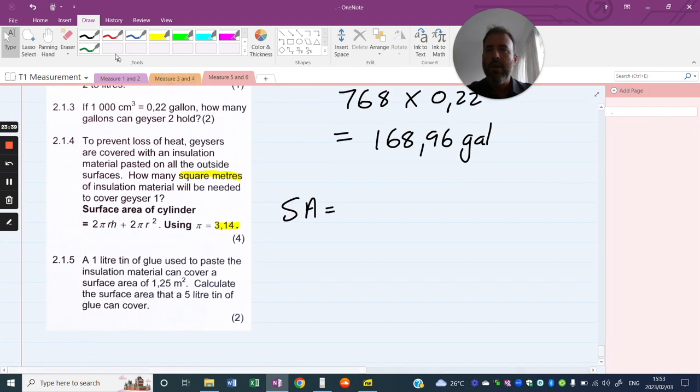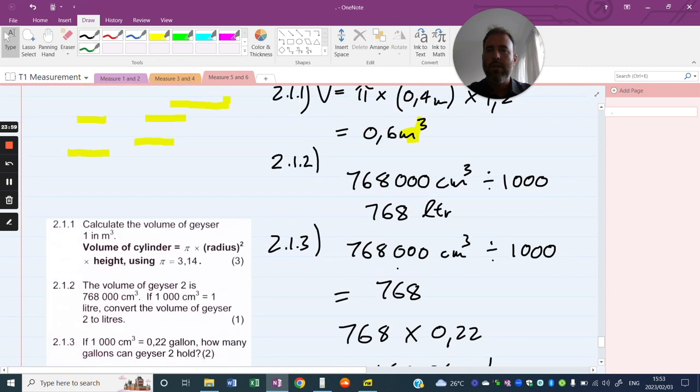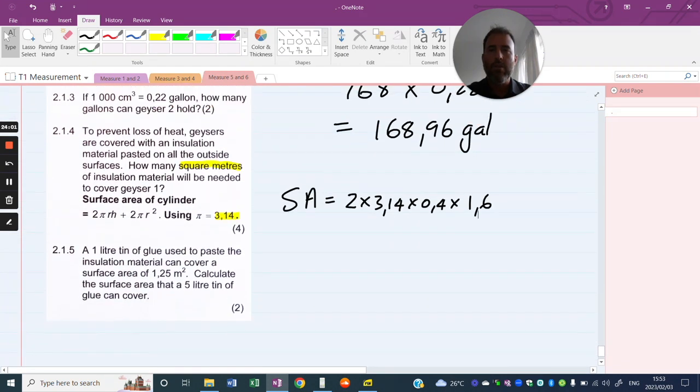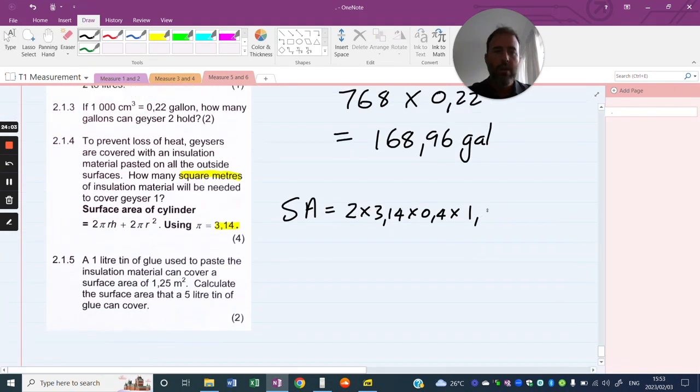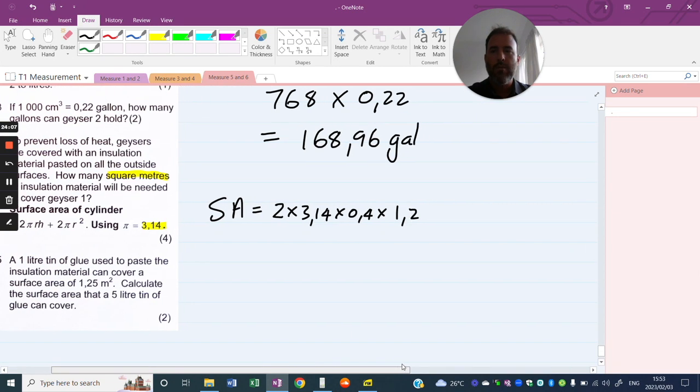Okay. So let's start filling it in. So we need 2 times pi, which is 3.14. This is going to be quite a long formula. Times R, which is 0.4, times the height, which is, I think it was 1.6. Let's check. Sorry, 1.2. Okay, 1.2 meters. All right, that's the one part of the formula.